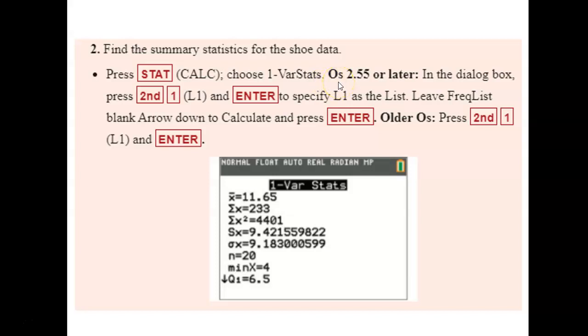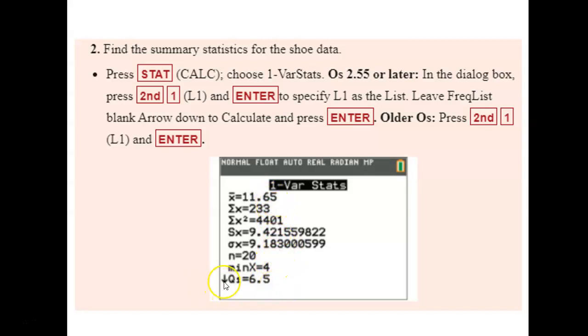Now, if you have one of the newer operating systems, which our classroom calculators do, a dialog box will pop up and you have to tell it where your list is. So it's in list 1. And then because we don't have a frequency list, where we have a tally count, just leave that empty. And then when you hit calculate, or you guys who have the older one, just hit enter, it's going to assume it's list 1. You should get a screen that looks like this.